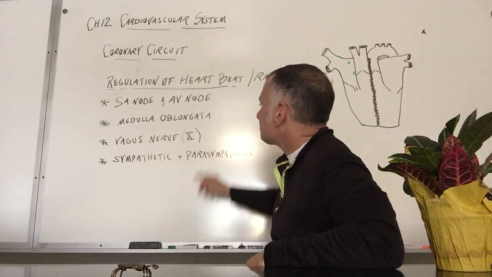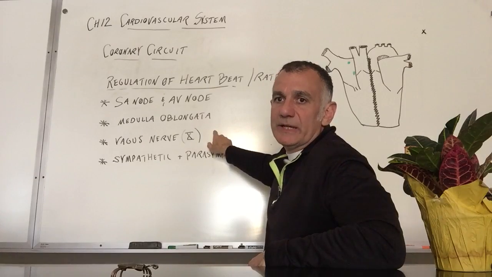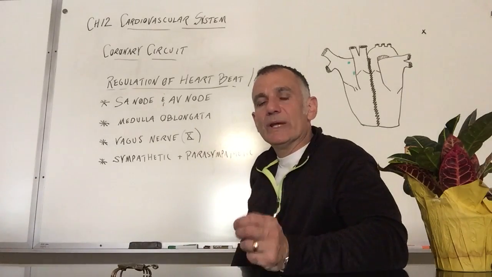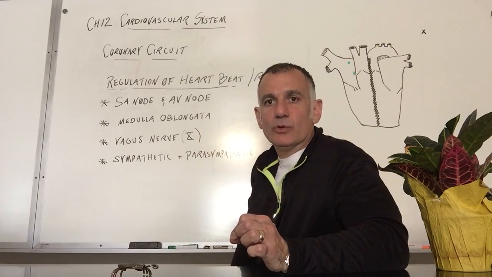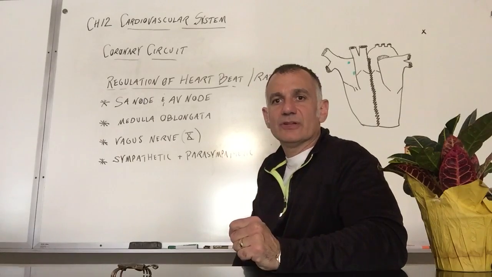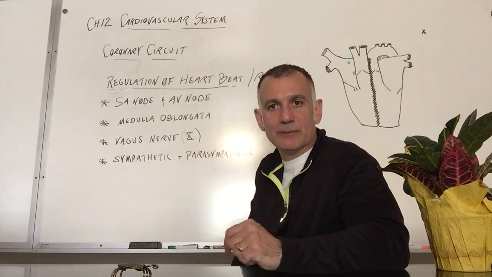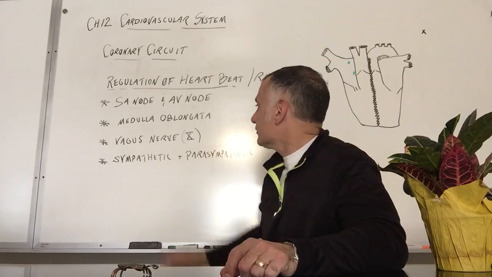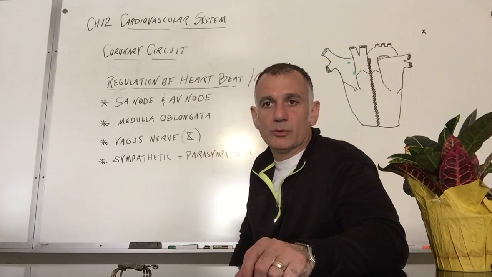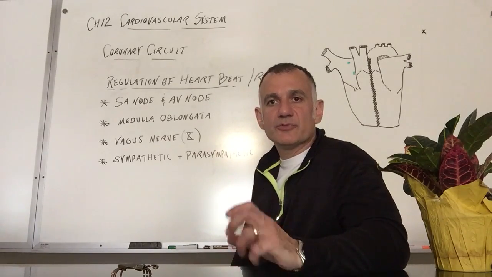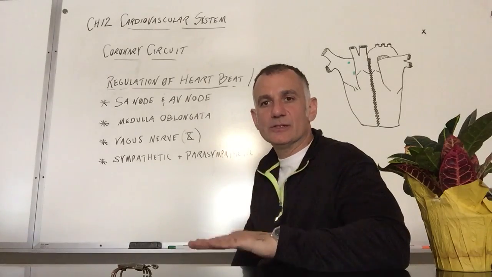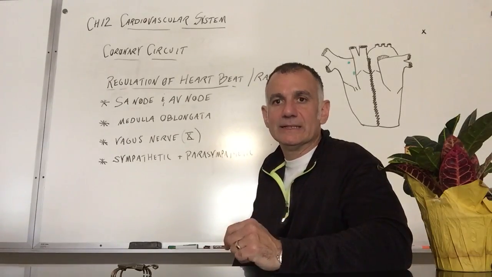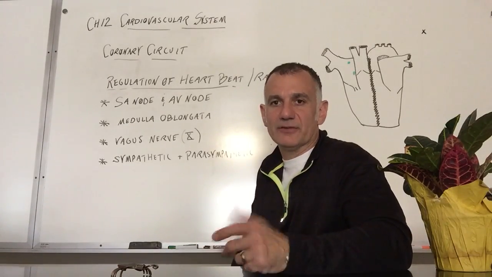Some other things to control overall heart rate: medulla oblongata, we talked about that, part of the brainstem. The vagus nerve, cranial nerve number 10, when it is stimulated, it will cause the heart rate to decrease. Patients sometimes will experience this when they're exercising, and you have to be aware of this as well. It's called a vasovagal response or a vagal response. When the vagus nerve fires, it causes the heart rate to decrease.